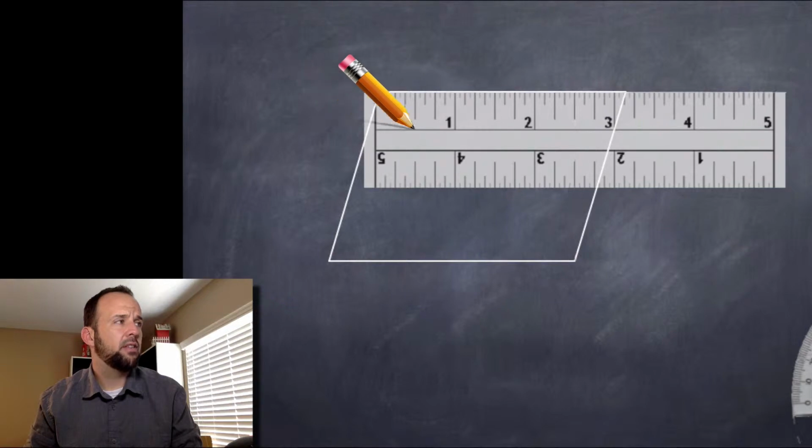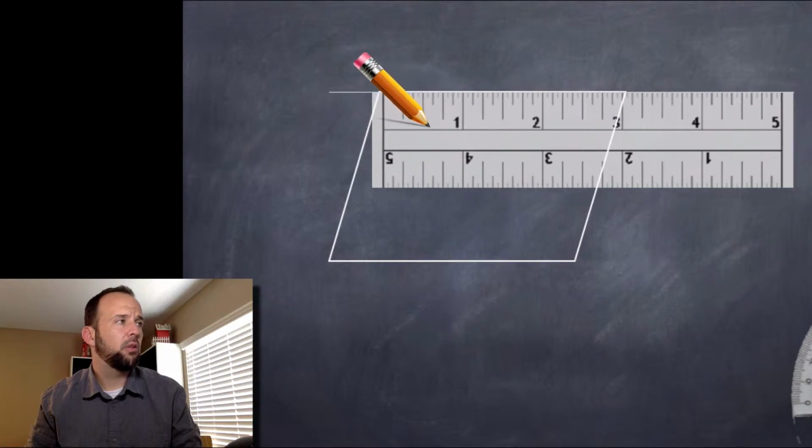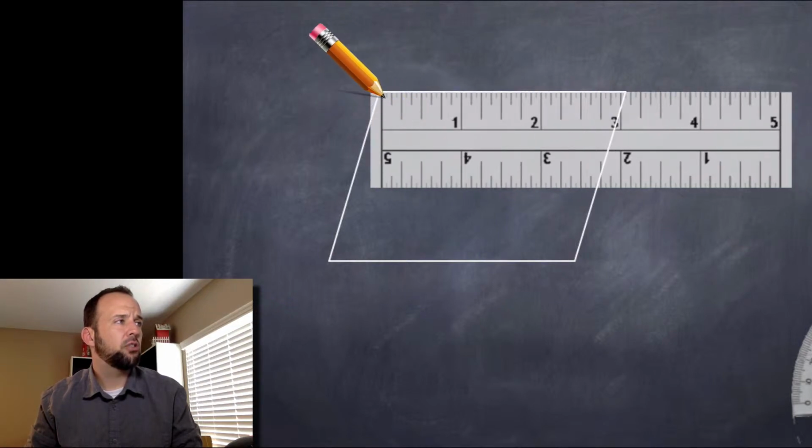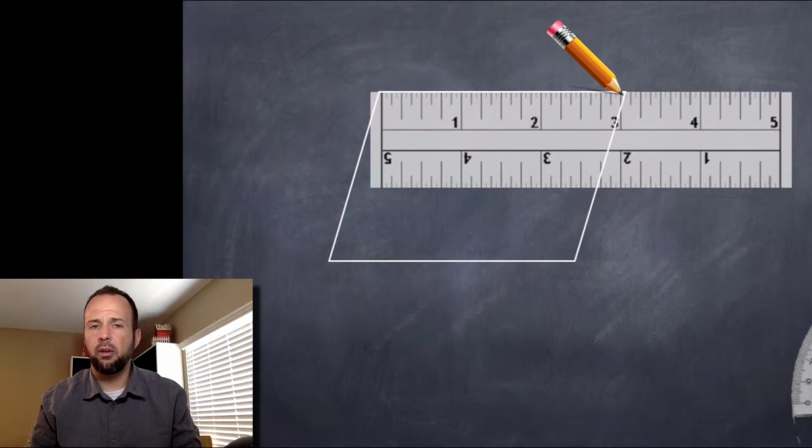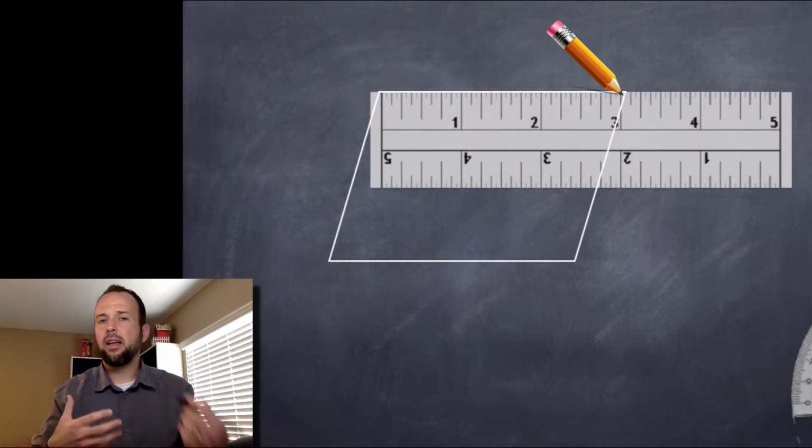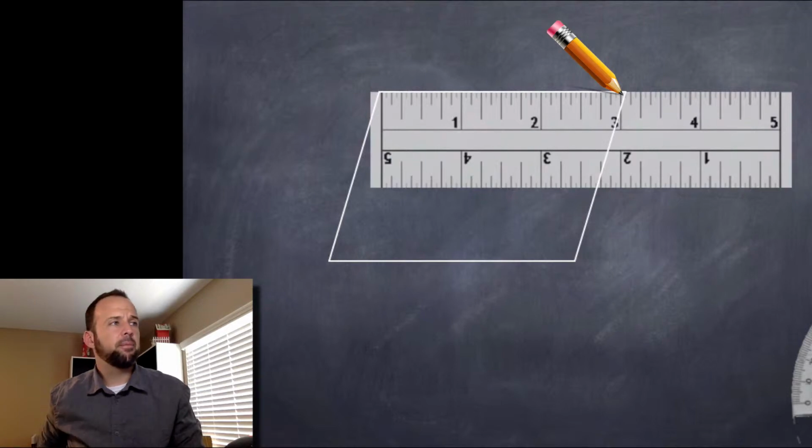I'm going to start at the 0, not at the end of the ruler, right? We learned that. I'm going to measure just the length of my parallelogram and write it down. I want you guys to do the same thing, and then let's talk about what we've got.